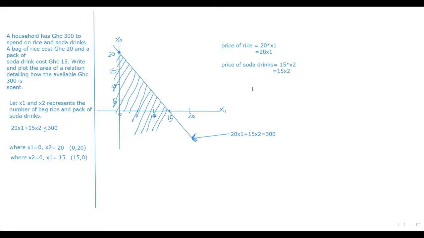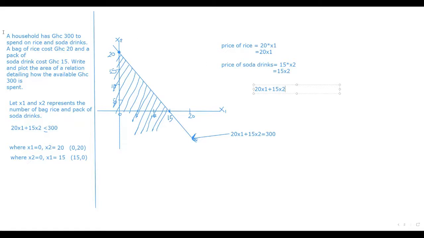And now to know the amount we can spend on rice and soda drinks, it is 20x1, that's the price of rice, plus 15x2. Then this one is an inequality. We don't have anything like equal to here. So it is either less than or equal to, or greater than or equal to. I gave you a clue that when you hear something to spend, available, at most, you use less than or equal to. When you hear at least, you use greater than or equal to.